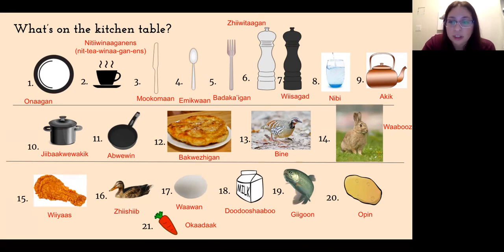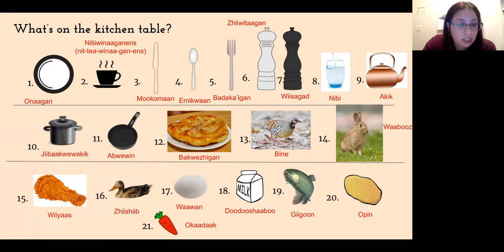13 is Partridge. Bene. 14 is Rabbit. Waboose. 15 is a piece of meat, any kind of meat in general. Weeyas. 16 is a duck.